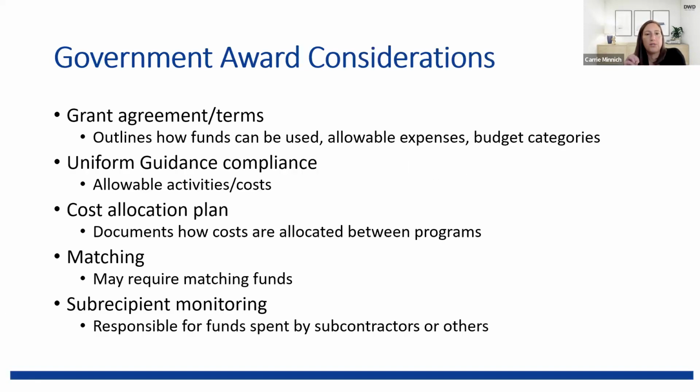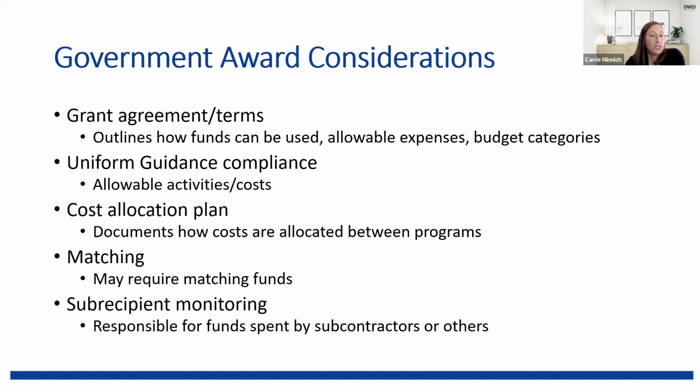So a lot of times when you get a grant, specifically a government grant, there's going to be an agreement that outlines how the funds can be used. It's going to say what expenses you can pay for with this grant. It's probably going to have a budget. Also, if you get government money, there is a uniform guidance compliance that you have to follow that's issued by the federal government, that is also going to talk about allowable activities and costs, what kind of expenses you can spend under these types of grants. They also ask for a cost allocation plan. So you're going to want to have a cost allocation plan for your grants.